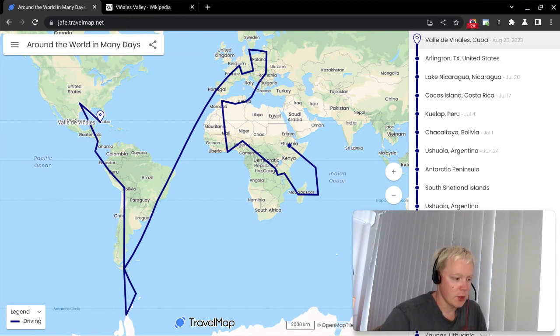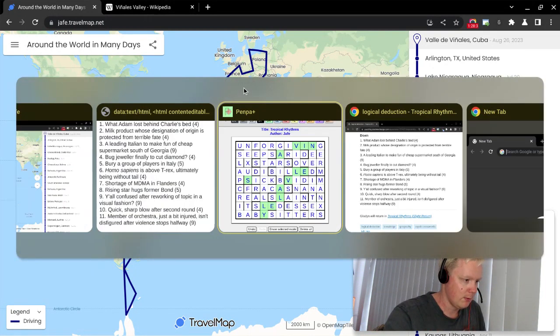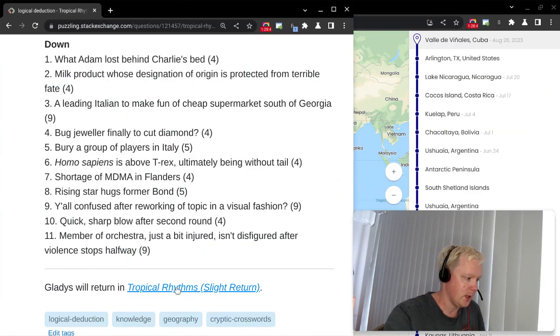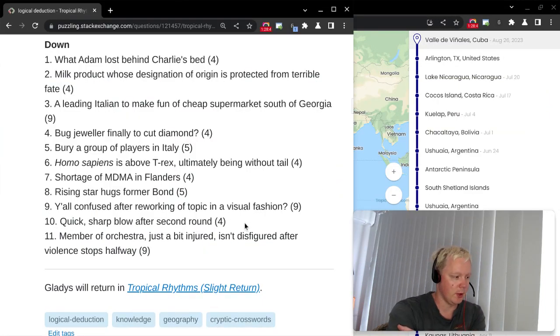So that was our cryptic crossword this time. Now the next puzzle is going to be another crossword. I think it's another cryptic, and it's titled, this one was Tropical Rhythms. I think it's Tropical Rhythms Slight Return. We can just check it from the, yeah, Tropical Rhythms Slight Return.